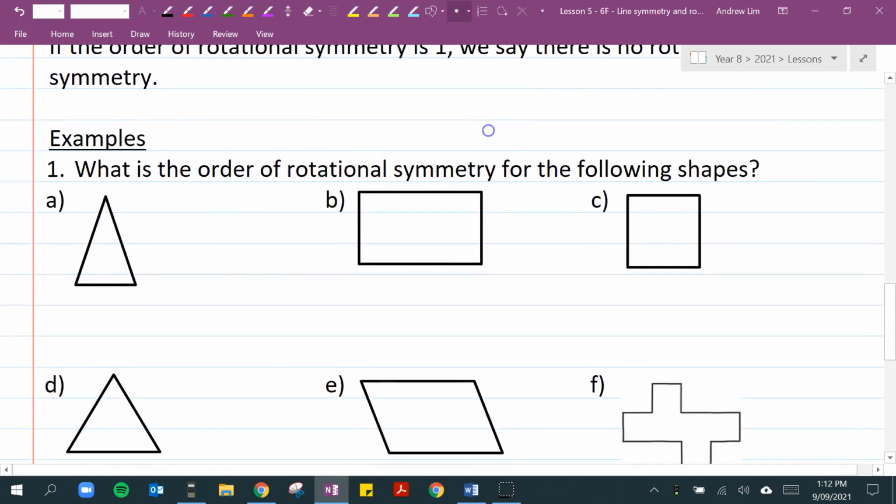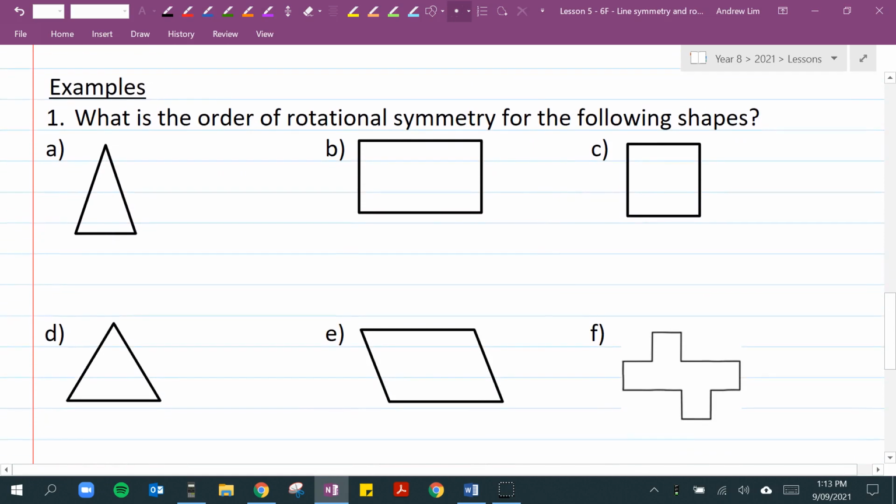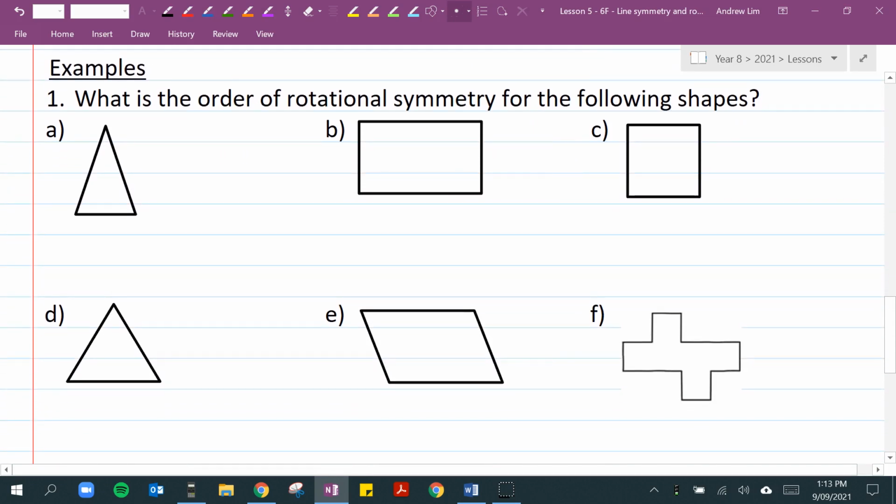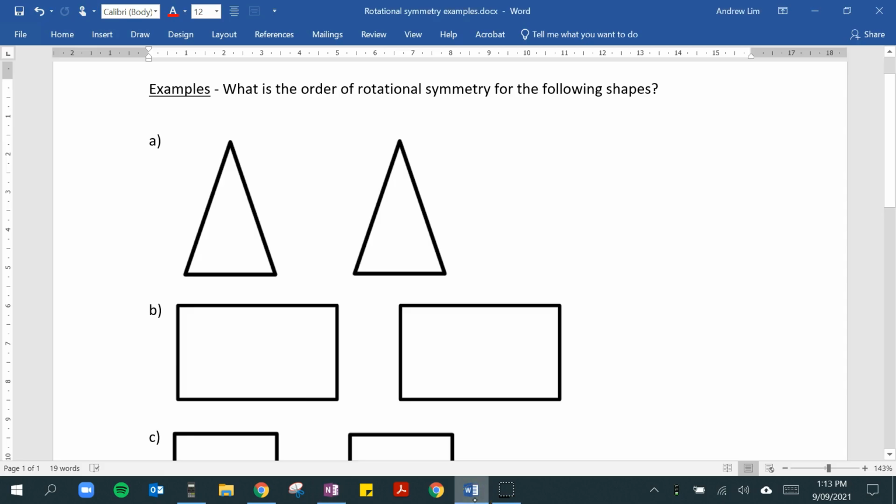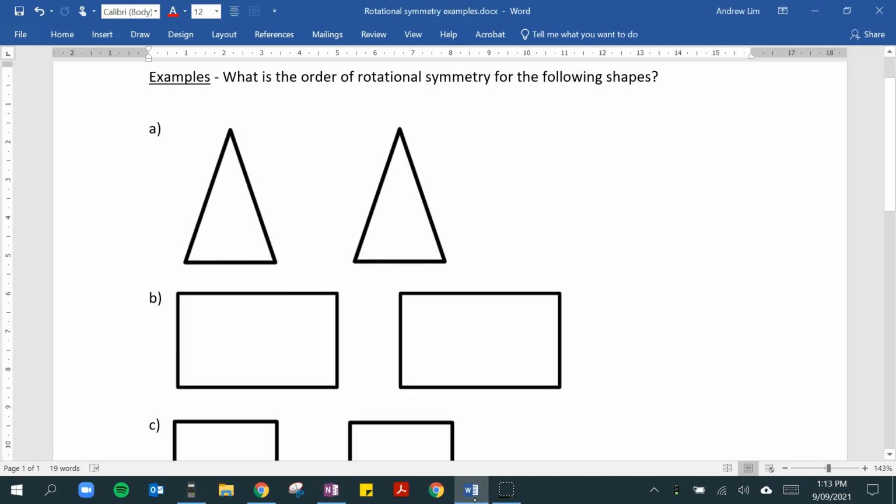So what is the order of rotational symmetry for the following shapes? We've got 6 examples here, and I'm going to use my trusty Microsoft Word to help explain this. Here we go. So question A. I have the original shape on the left just for reference, and I've made a copy of it to the right so I can see as I rotate the right one whether it will look exactly the same as the original one or not.